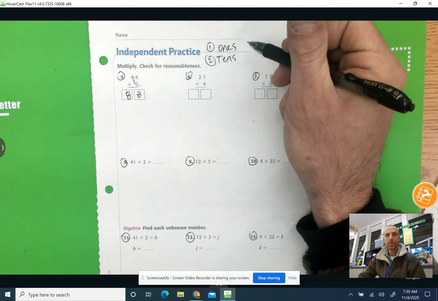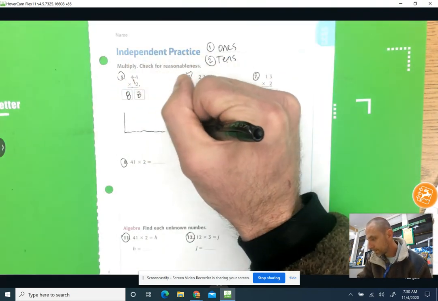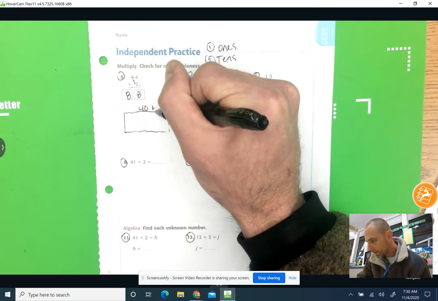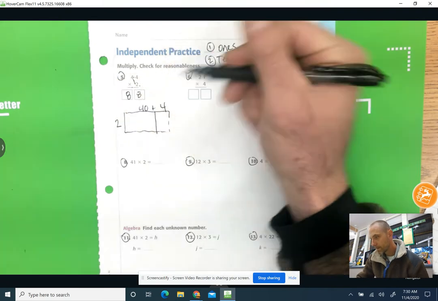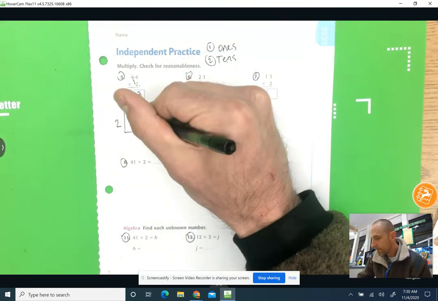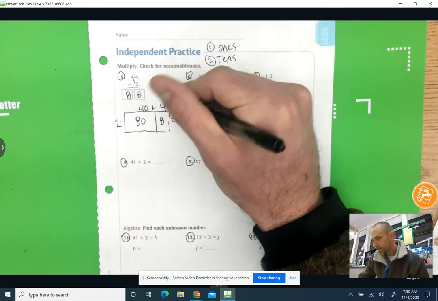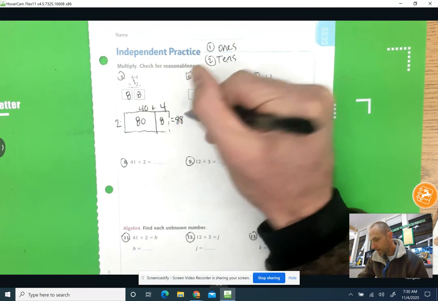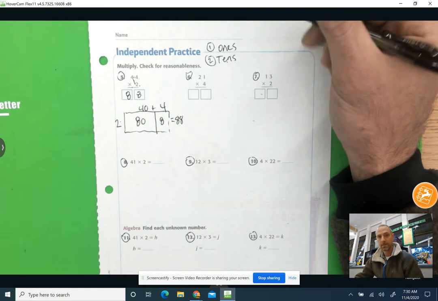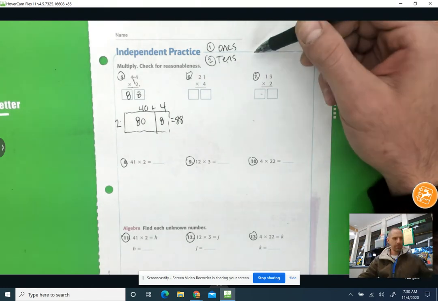All right. Now we can draw our area model. We've got 40 plus 4 times 2. 2 times 40 is 80. 2 times 4 is 8. 88. Okay, number 6. Make sure you're pausing this tutorial to check for accuracy as you go.